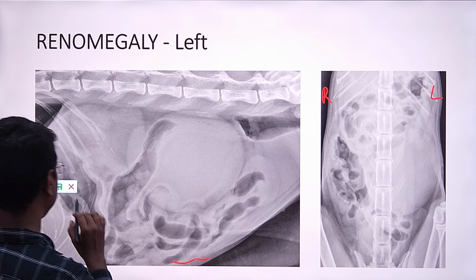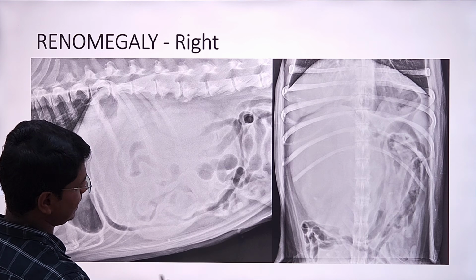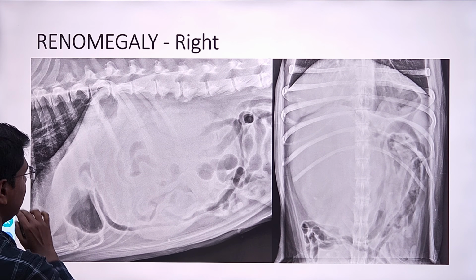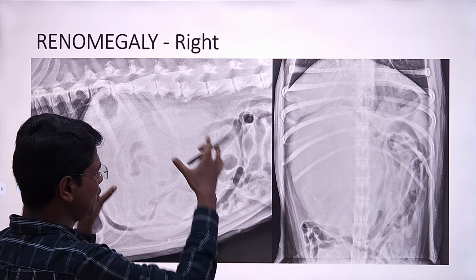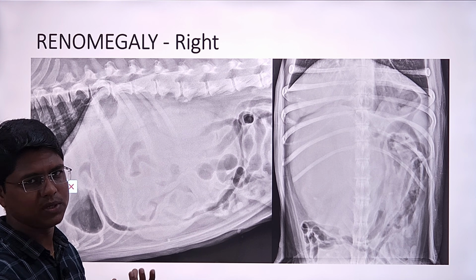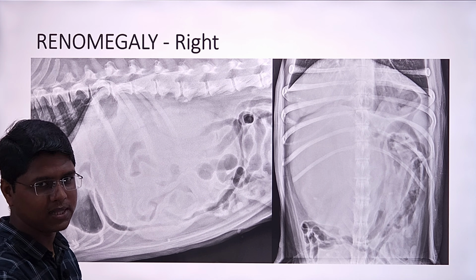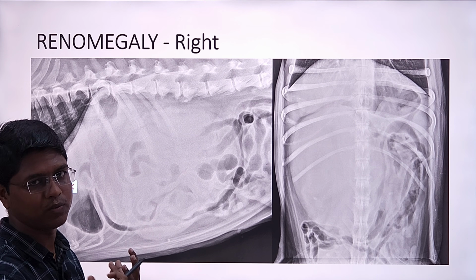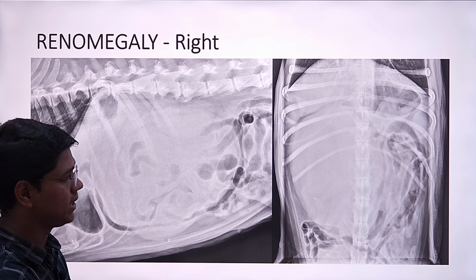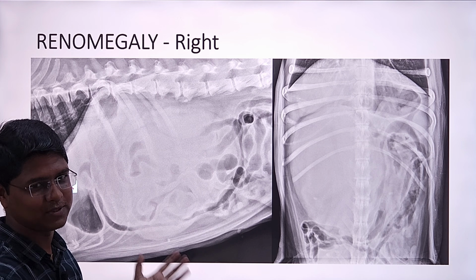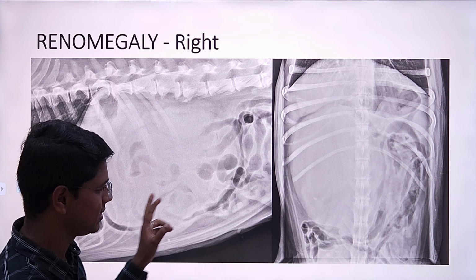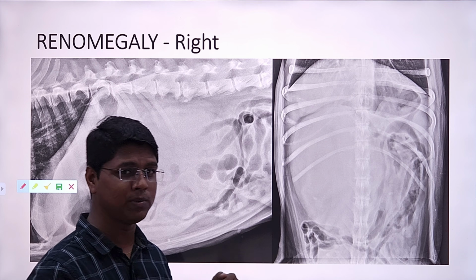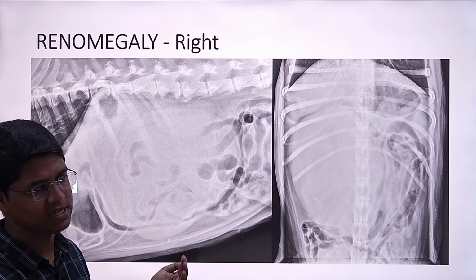So this is the left renomegaly, and this one is the right renomegaly. You see, when the tumor mass is too big, there is ambiguity, or you may feel helpless regarding the identification of which tumor this is. Sometimes you have to go for an exploratory laparotomy. Or you can do better: ultrasound. Ultrasound is a very superior technique to radiography for evaluating soft tissues, not the hard tissues.